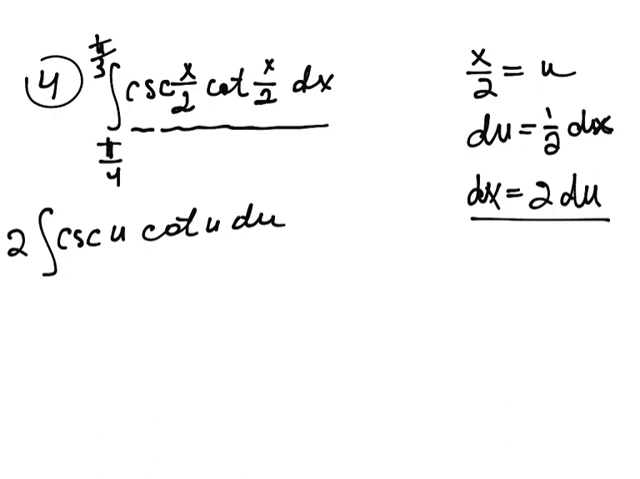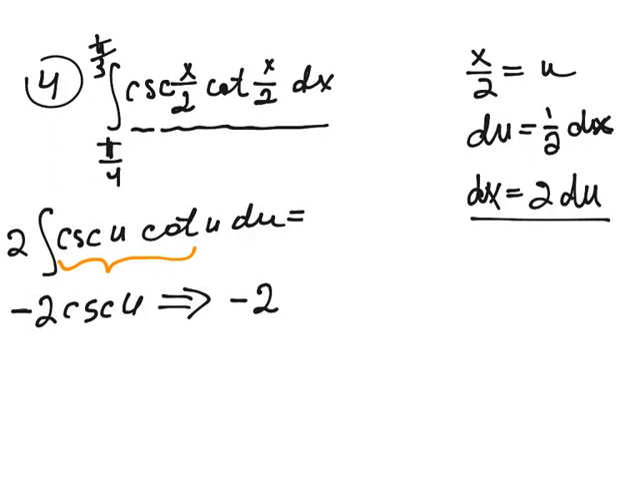Now, as I said, the integral of this equals negative cosecant. So that equals 2 negative cosecant of u. I don't want to put plus c because I'll be using these certain boundaries later on. So we get negative 2 cosecant, and u is x over 2.